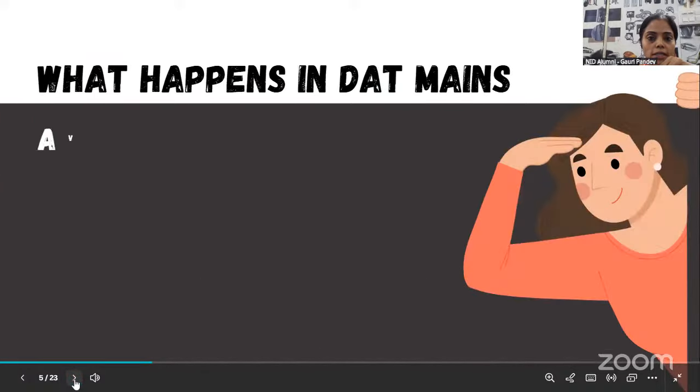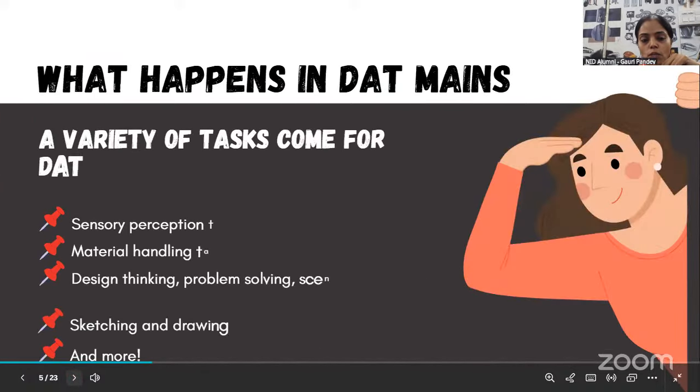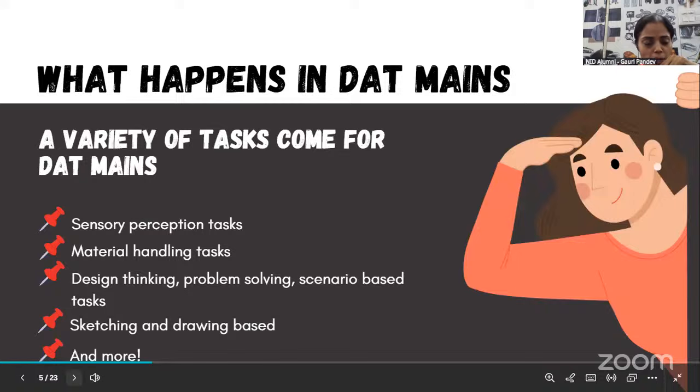If you look at the various tasks that will come for you in round 2, we will now put them into 3 categories, but we have also put other things together because they have a way of constantly changing their question paper. That means there's no fixed syllabus, but definitely there are some fixed skills that they are assessing every time. Topping the list is the sensory perception task, and we will discuss each one of them.